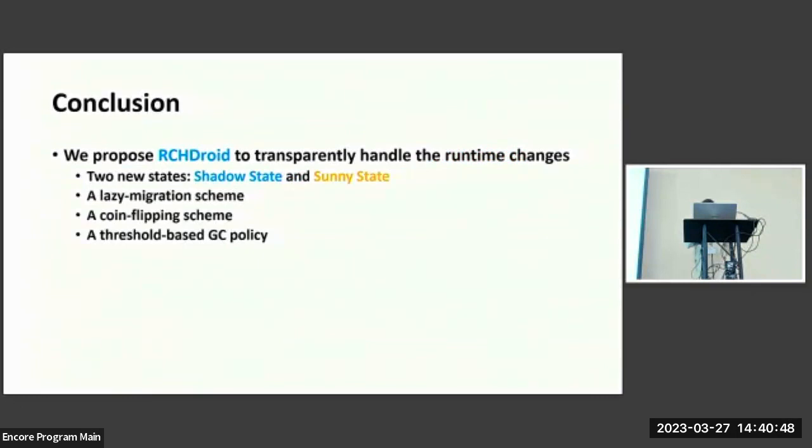To summarize, we propose ASPLOS' joy to transparently handle the runtime change. When the runtime change happens, we don't restart the activity, but instead put it into a shadow state, and we propose several techniques to minimize the runtime change handling time and memory overhead.